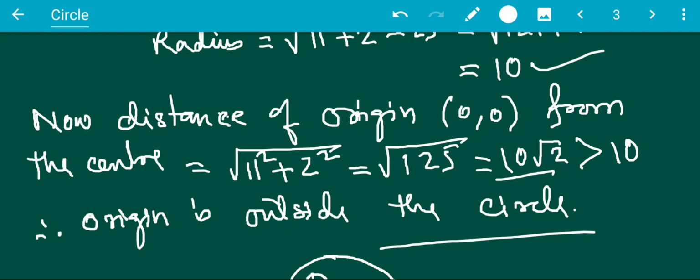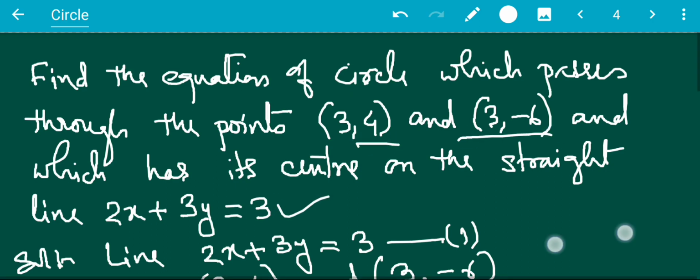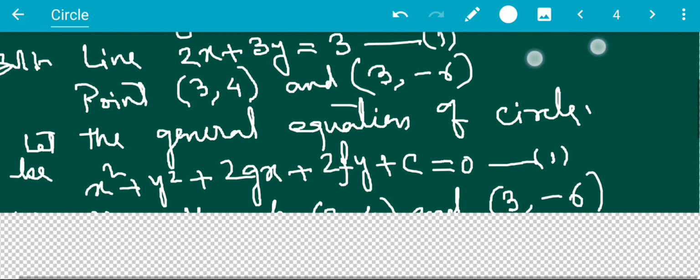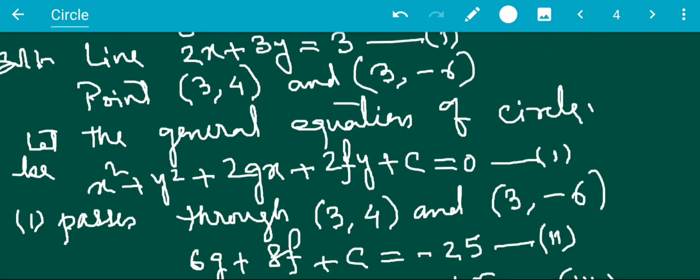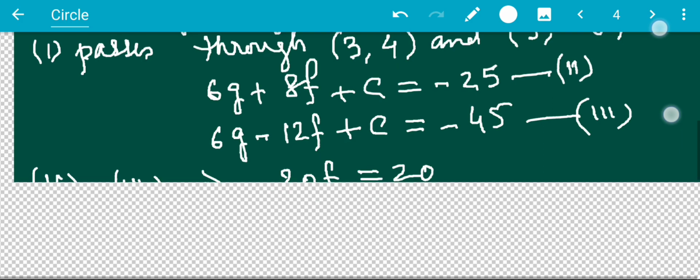Okay, fine. The next question is, find the equation of the circle which passes through the points 3, 4 and 3, minus 6, and which has its center on the straight line. So the circle passes through 2 points and its center lies on this line. So lines and points are given. Let the equation of the circle in general form be given by this. Now in the same way as in the last video, the circle passes through these 2 points, so put these 2 points on the circle. You will get these two equations.